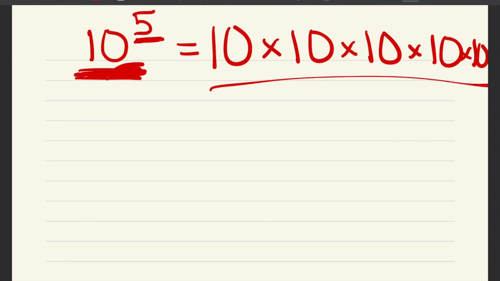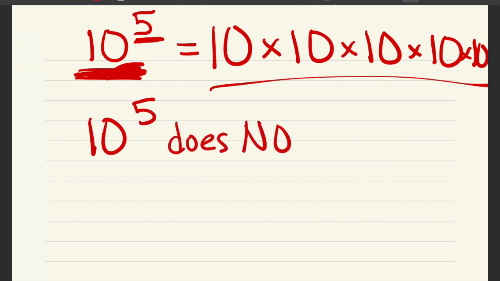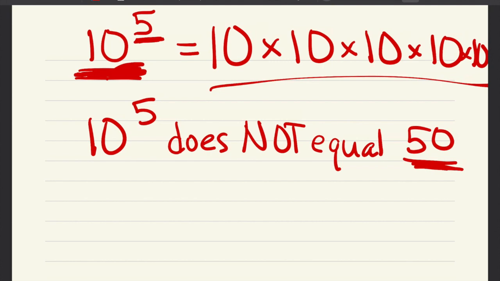Okay, so 10 to the power of 5 is the same thing as saying 10 times 10 times 10 times 10 times 10. Okay, I want to go over and make this really clear that 10 to the power of 5 does not equal 50. We never multiply 10 times 5. We never multiply the base times the exponent.